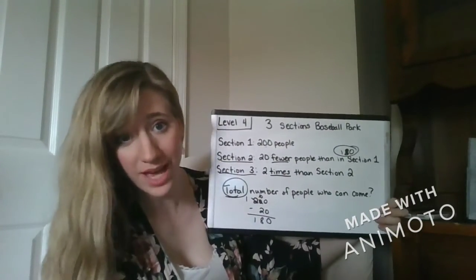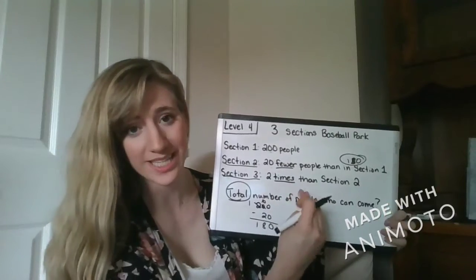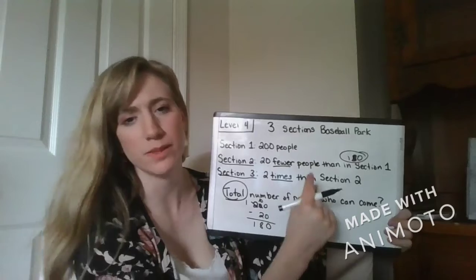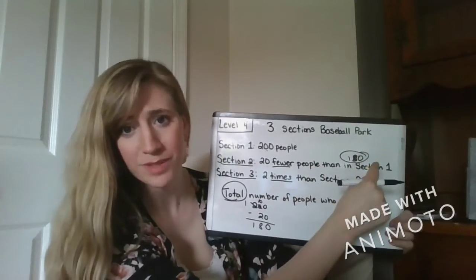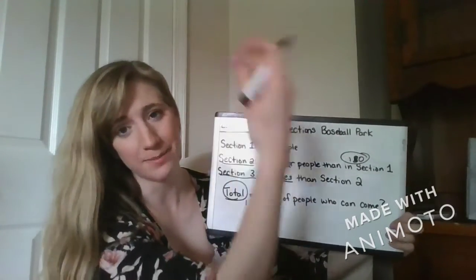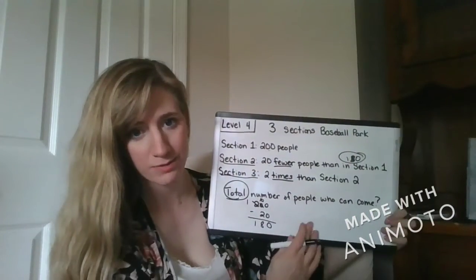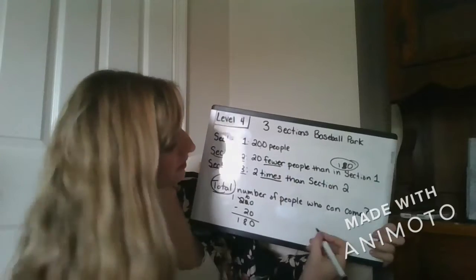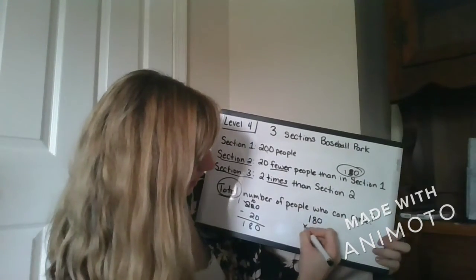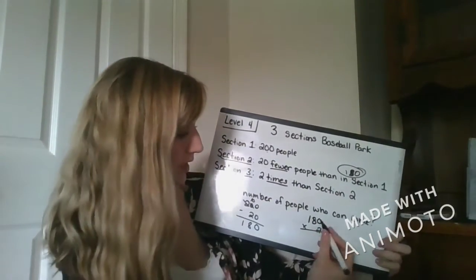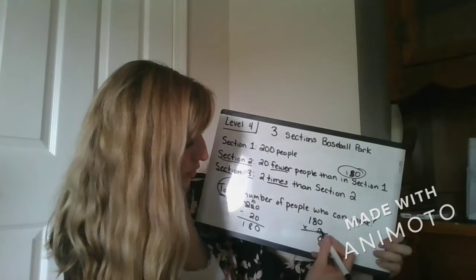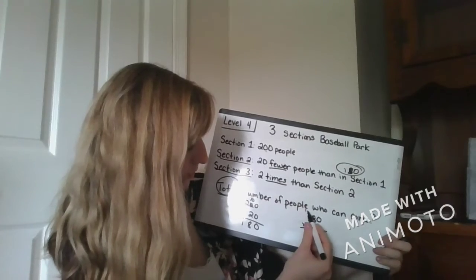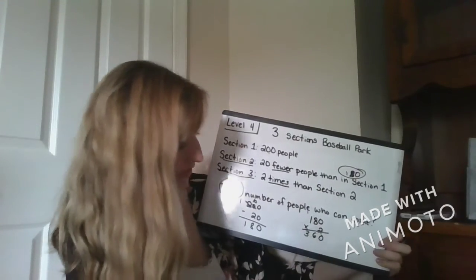Alright, now that I know that, now let's figure out what section 3 is. Section 3 says it's 2 times this number of section 2, which means I have 2 times the 180. So hopefully you can either do that in your head, timesing it by 2, or let's write out the problem. So I have 180 times 2, because that's what 2 times means. 180 times 2. 2 times 0 is 0. 2 times 8 is 16. 2 times 1 is 2, plus that 1 extra is 360.